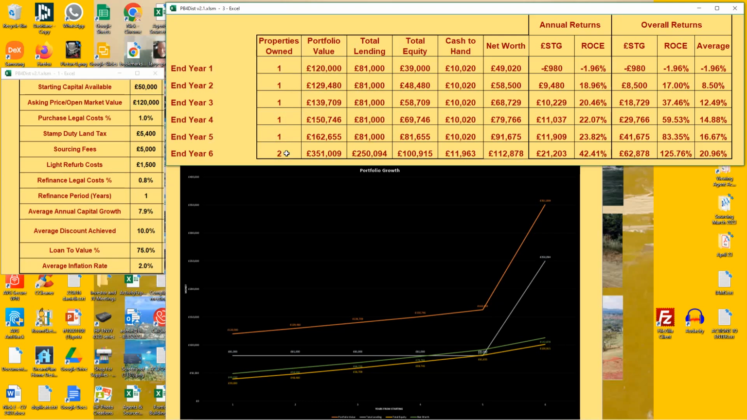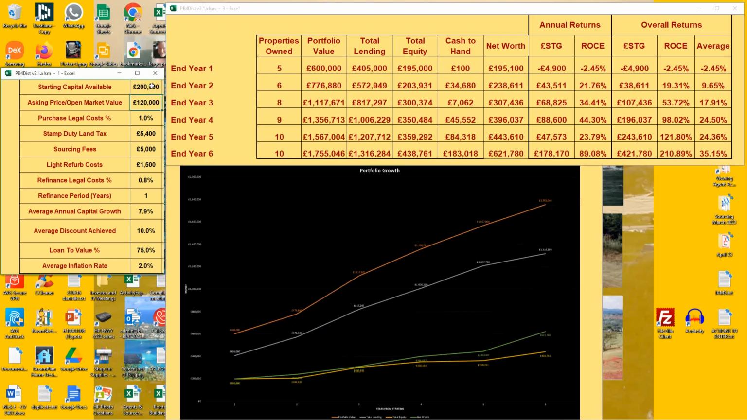Now this tool doesn't extend beyond 6 years. It doesn't extend beyond 10 properties either, just a matter of interest. But just bear in mind, you could still build a portfolio starting with 50k, but it would take much longer. Conversely, if you've got more than 100k available and you want to invest it all into your property, you can get a flying start.